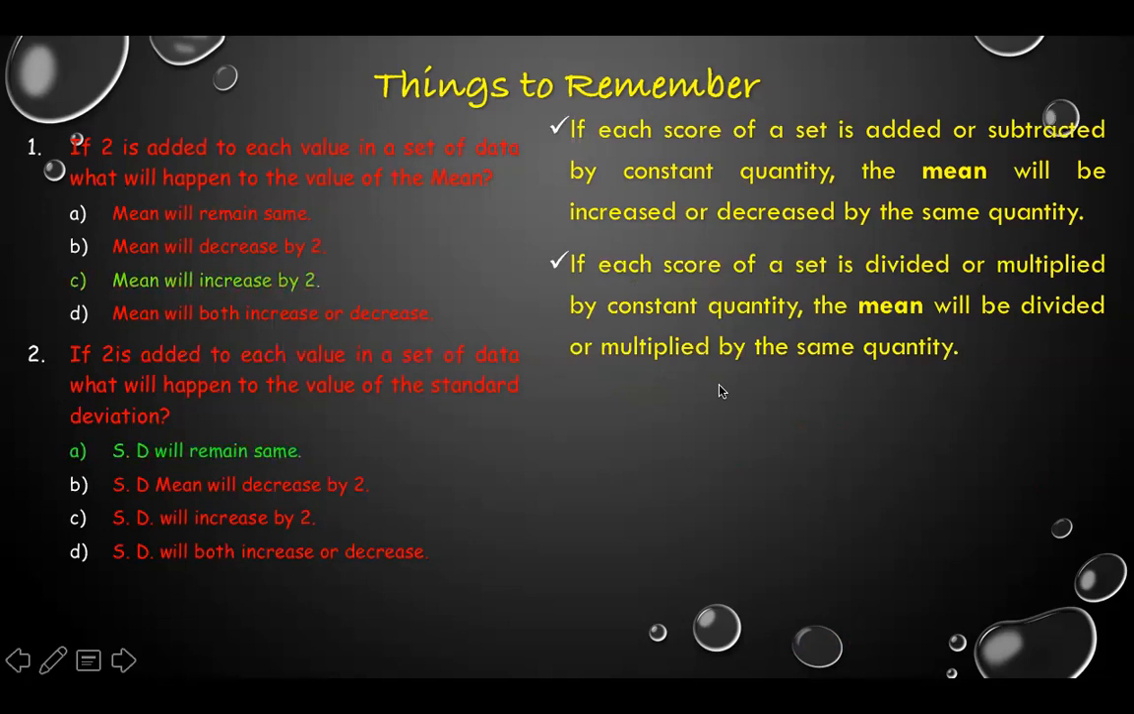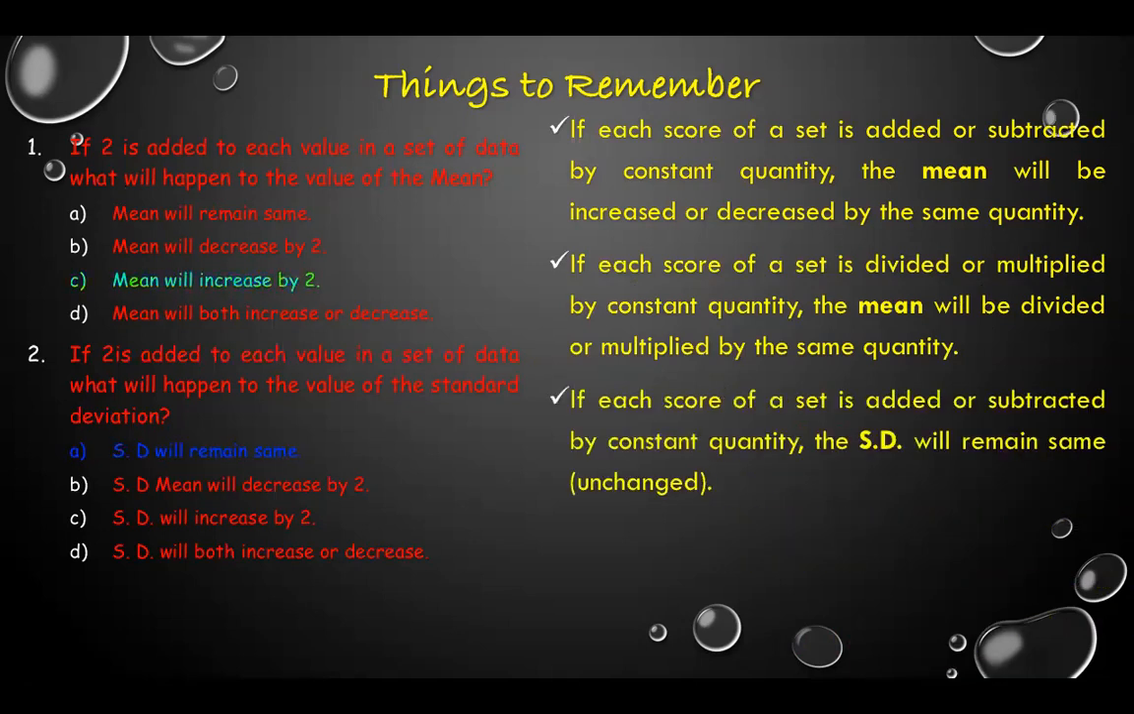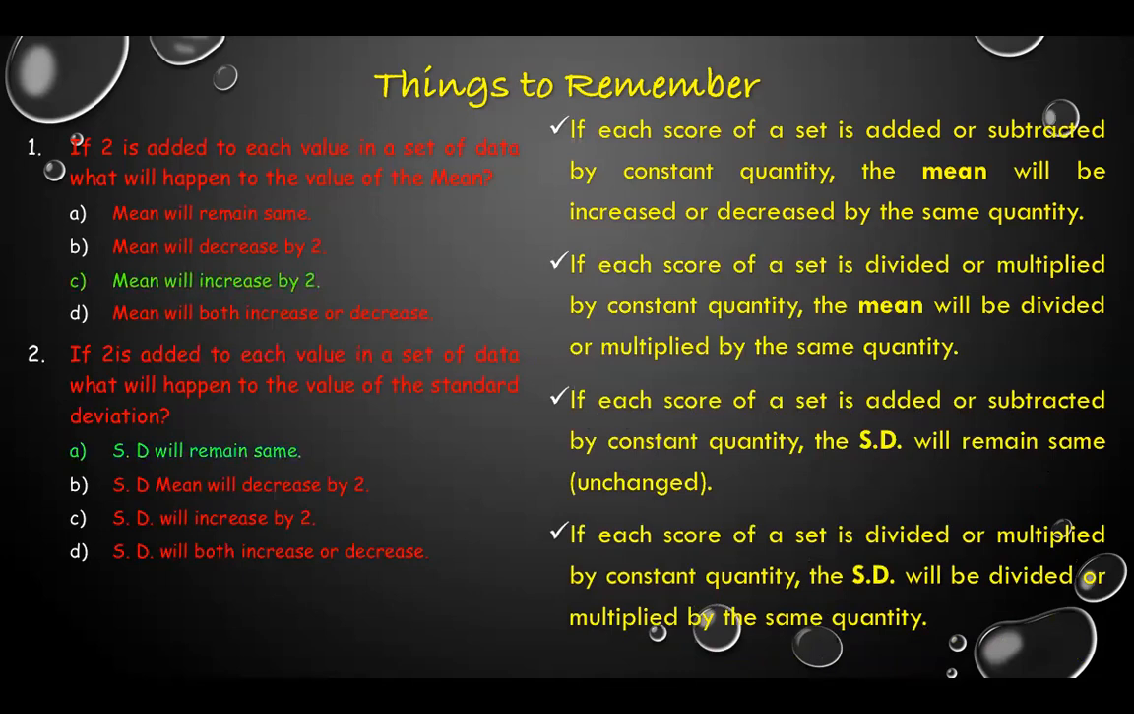And in case of standard deviation, you have seen, if we have added 2 to observations, the standard deviation was unchanged, it was unaltered. So we conclude that if each score of a set is added or subtracted by any constant, the standard deviation will remain the same, it will remain unchanged. But if we multiply or divide each score of the set by any constant, then the standard deviation will be divided or multiplied by the same constant.